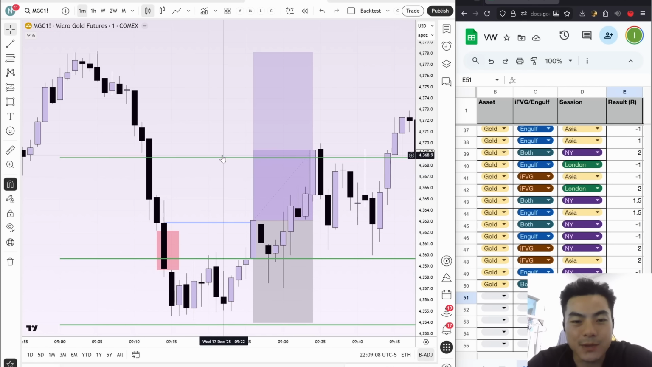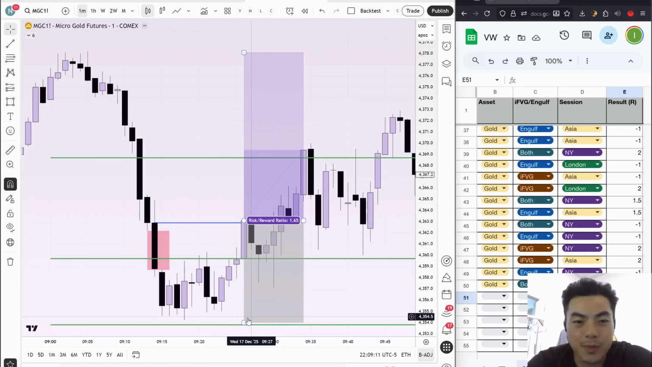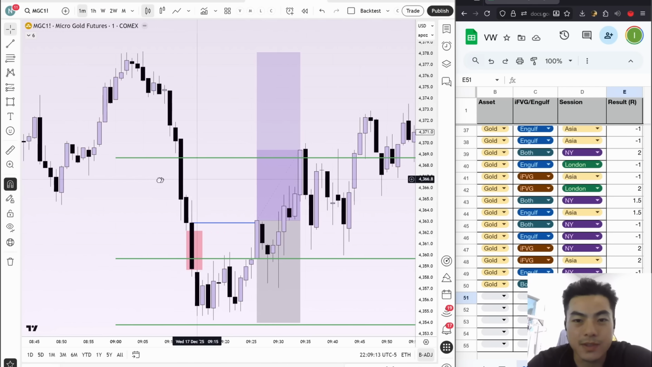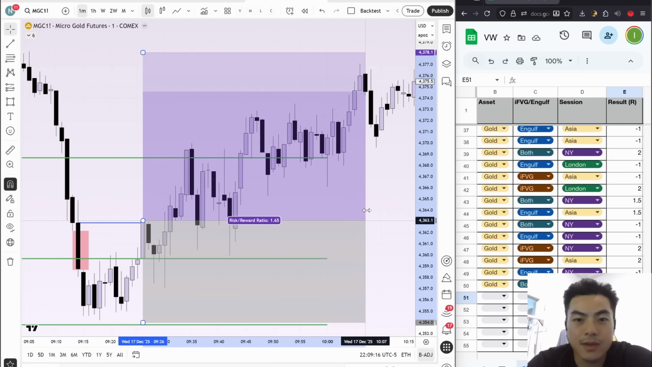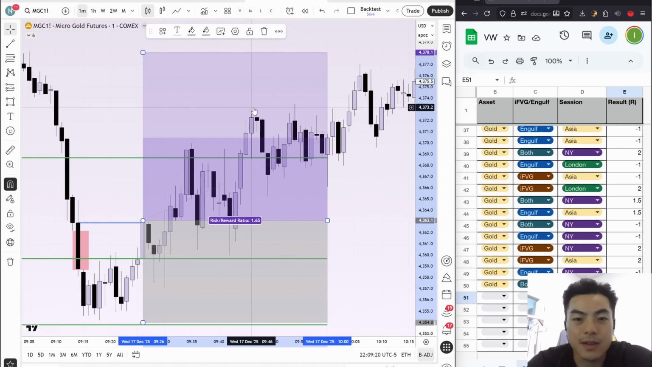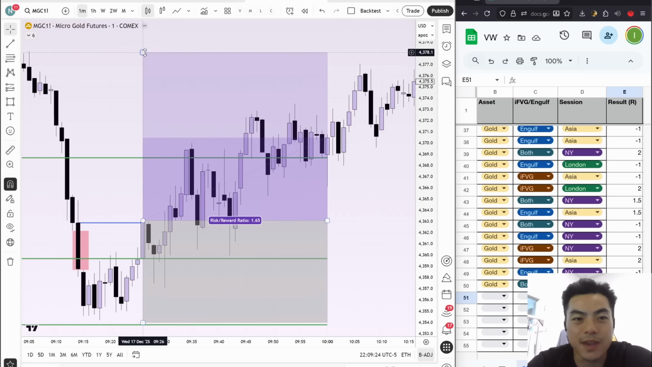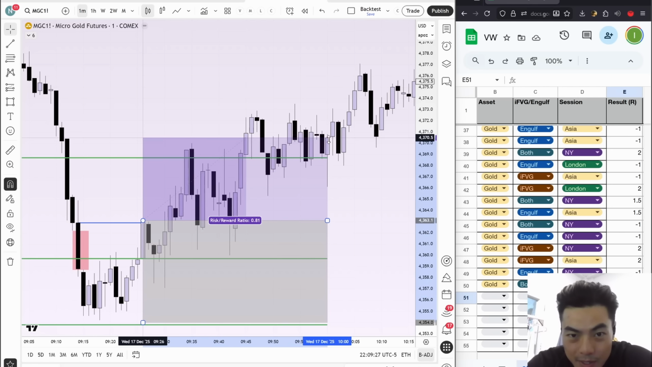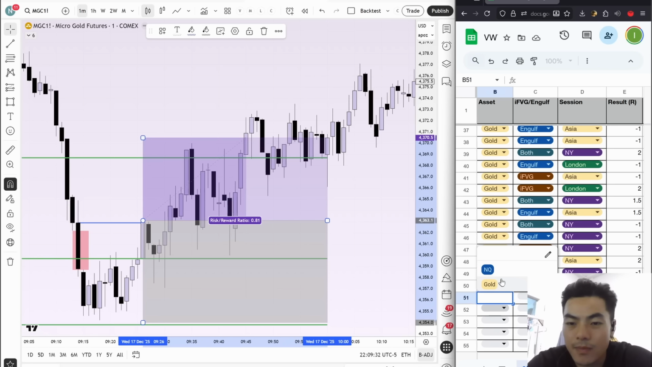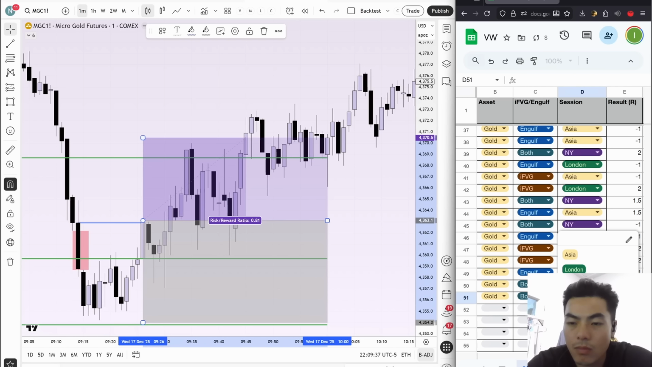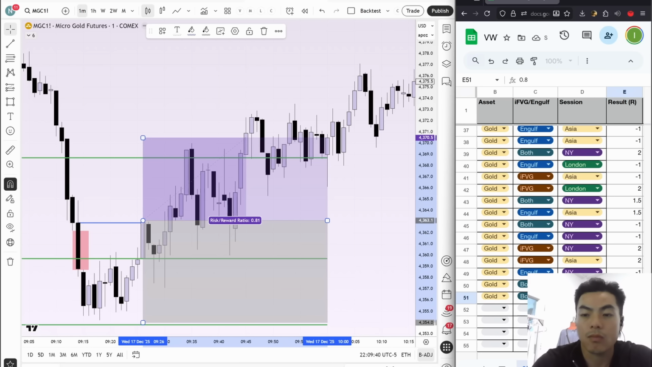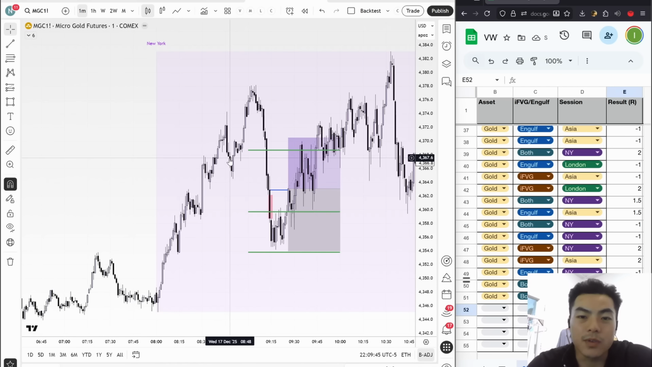Alright, that's what I would take. Stop at the lows, targeting those highs. Let's see. Hour ends here. I would manually close the trade at the end of the hour. So that ends up being 0.8R. Alright, moving on.